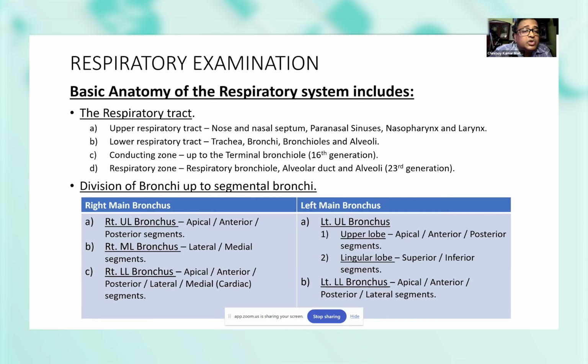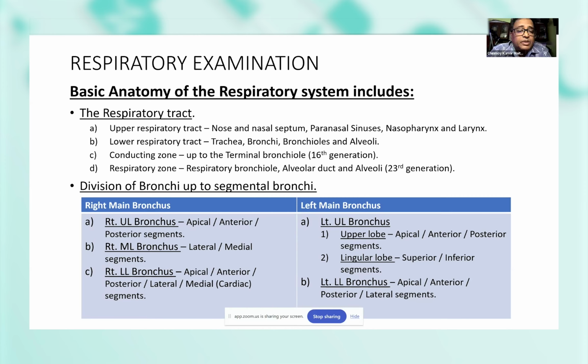Then we must know the segmental bronchi. On the right side there are 10, and on the left side there are 9 segmental bronchi. This is very important to know the lung segments. The right upper lobe bronchus divides into 3: apical, anterior and posterior segments. The right middle lobe bronchus is divided into lateral and medial segments. Then the right lower lobe bronchus has apical, anterior, posterior, lateral and medial segments. The medial one is missing on the left side.